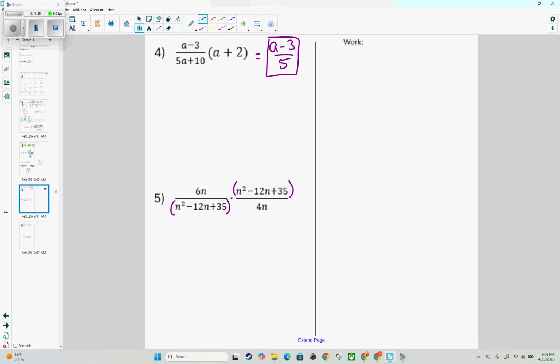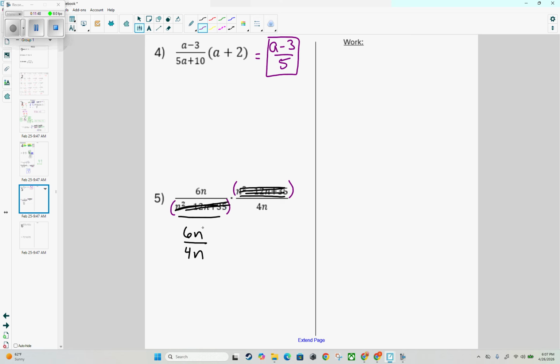Now, this one can be easy if you can see it right off the bat that these match. I don't really need to factor that to see that these 2 parentheses match. So you can immediately cross this group because they're all together and they matched. So the only thing I'm really left with is 6n over 4n. And again, these are single, there's no plus and minus.